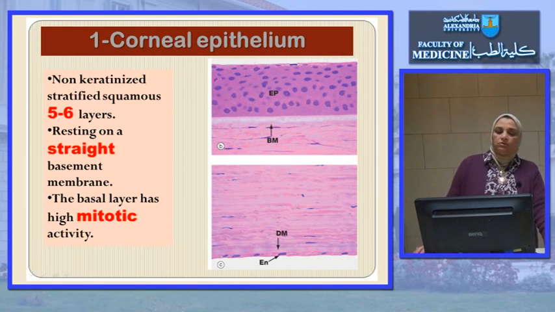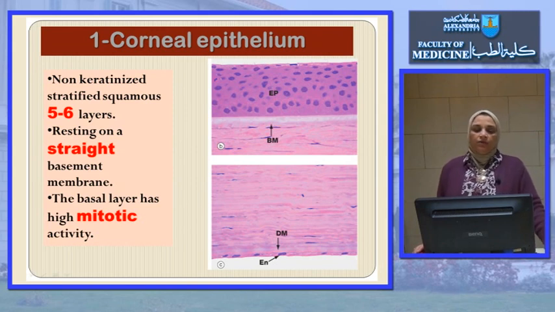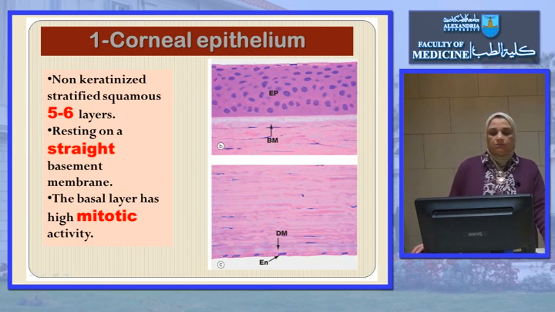So again, what about the non-keratinized stratified squamous epithelium? It's unique in, look at the basement membrane. This basement membrane is not corrugated as in any basement membrane of the stratified squamous epithelium. It's a straight basement membrane, as you see. Why? Every structure has the explanation to adapt the function. This means that this type of epithelium helps in transparency of the cornea. The cornea is transparent, so it's regular. This is a straight basement membrane, no corrugation of the basement membrane. This is number one. And there are 5 to 6 layers resting on this straight basement membrane.